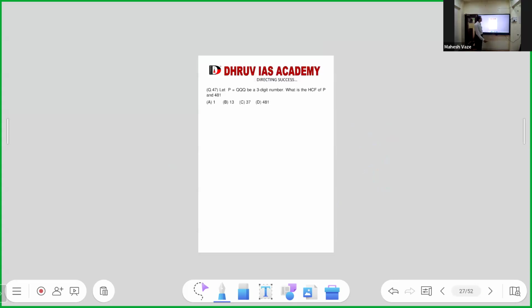Now the next question, 47. Let P equal QQQ be a 3-digit number. That means all the 3 digits are the same. What is the HCF of P and 481? So for finding out HCF, we will have to find out the common prime factors and find out the product of them. So see, first we will see the factors of 481.